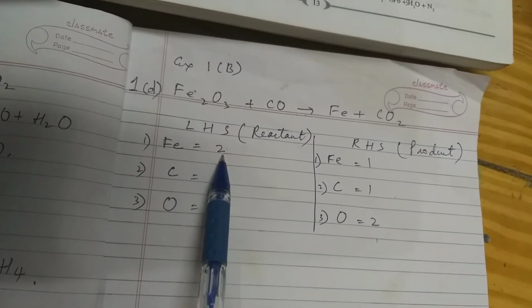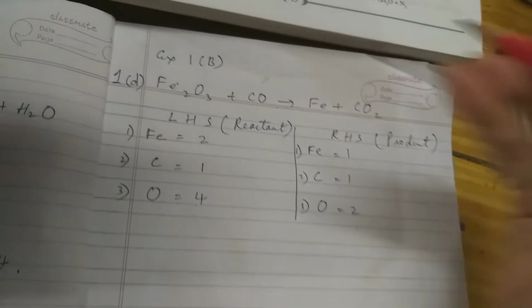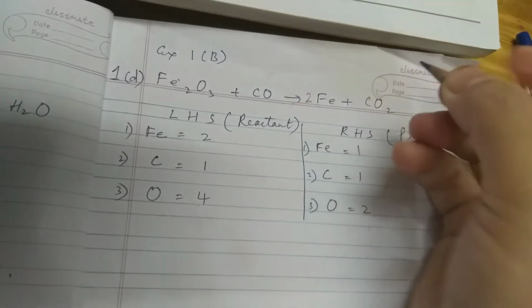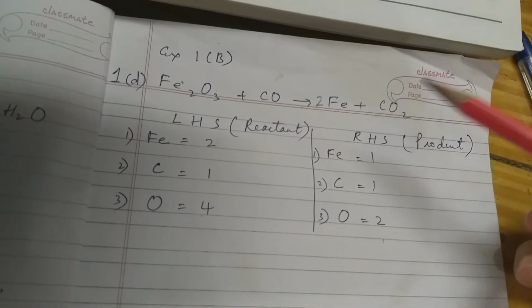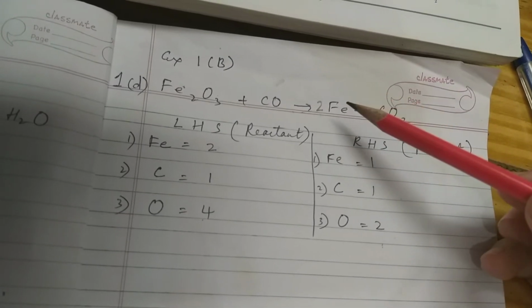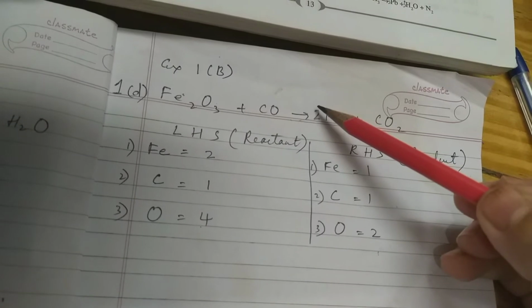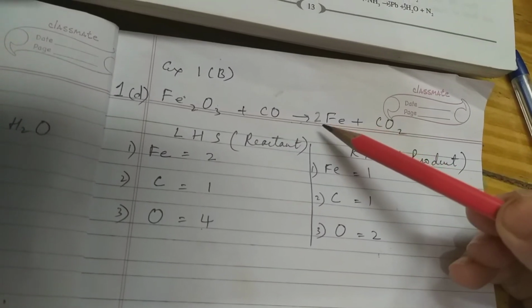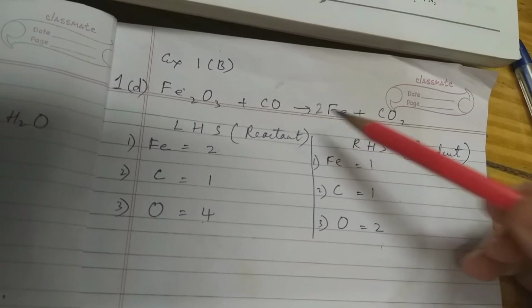So we use the hit and trial method. So I am just trying putting a 2 here. You should always do it with a pencil in case you have to change the balancing. Very important point: in balancing, we use only prefixes. The balancing is done only by using prefixes.